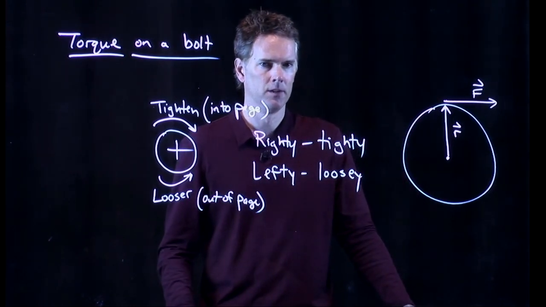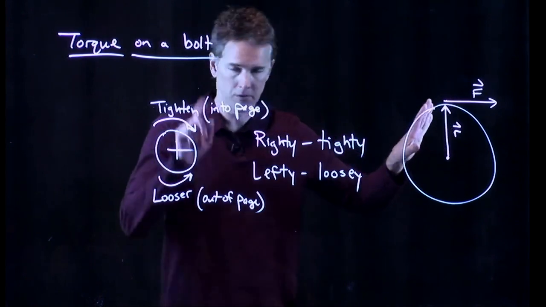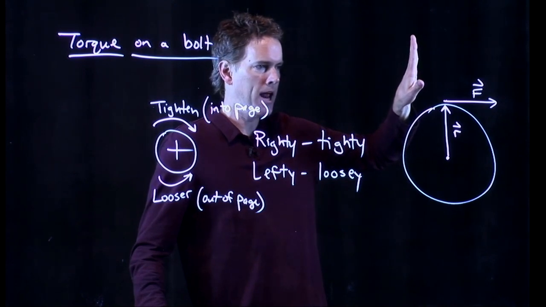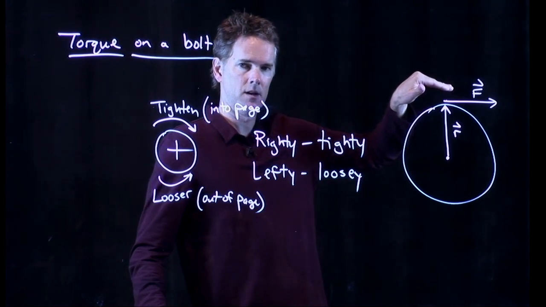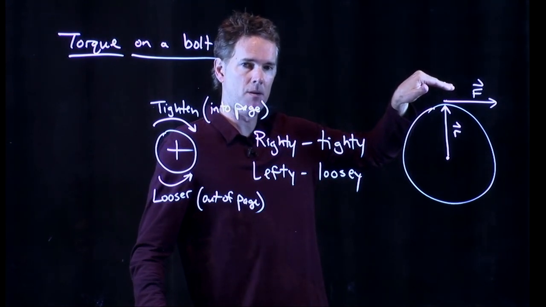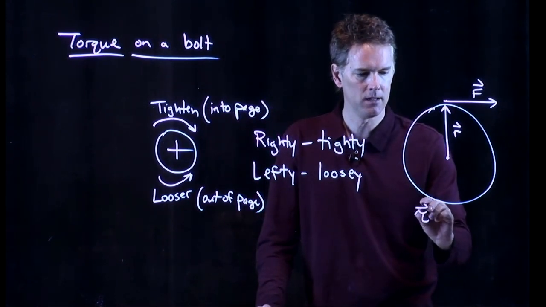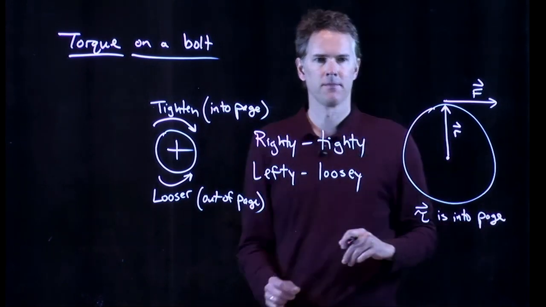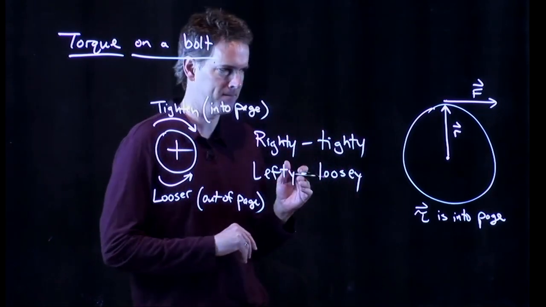Okay, so everybody hold up your right hand and put your fingers, look at the screen over there, put your fingers in the direction of R. Okay, straight up. And now curl your fingers into the direction of F. Okay, which way is your thumb going? Into the page. Did everybody see that? If you didn't see that, you might have held up your left hand. So make sure you have your right hand up, okay?